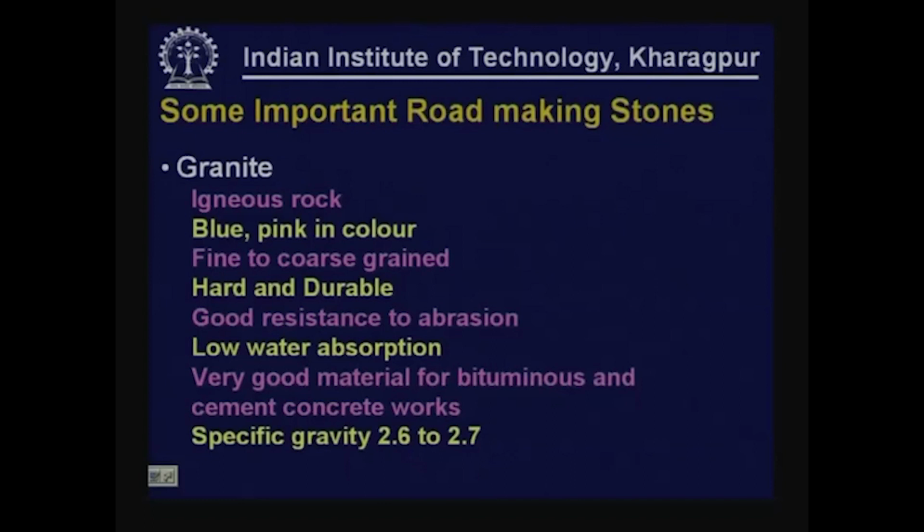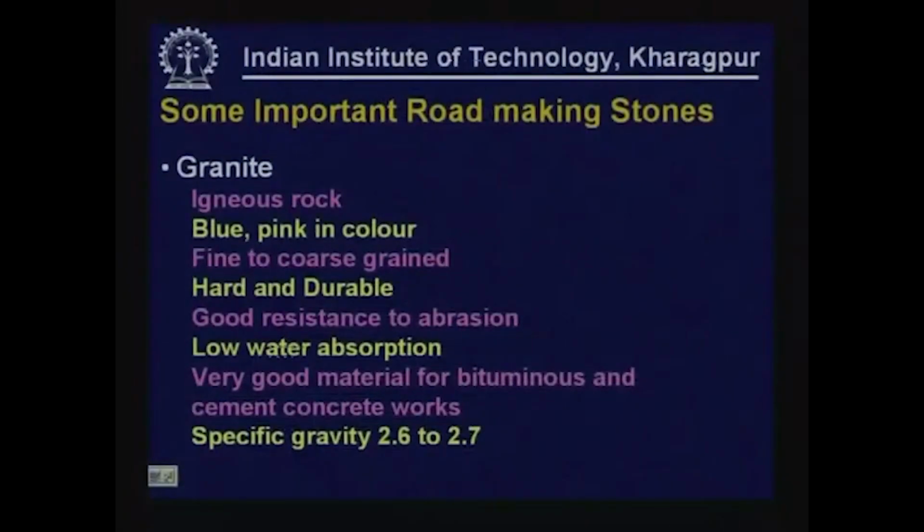We will next consider a few important road making stones. There are so many types of aggregates that we can get, but I will be discussing only a few of them which are normally used in road construction. The most important among them is granite, which is an igneous rock. Its color can vary from blue to pink, and it will be fine to coarse grain and it will be hard and durable.